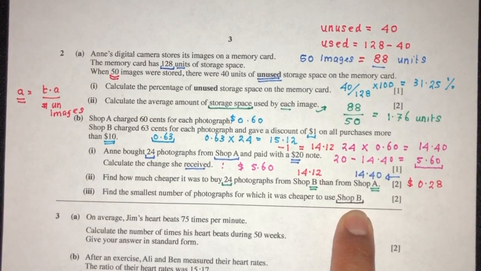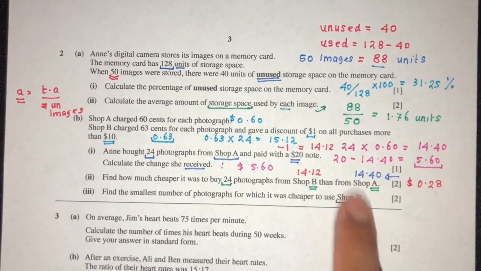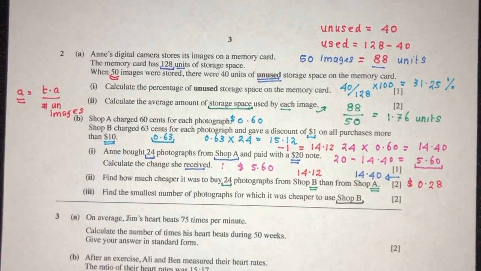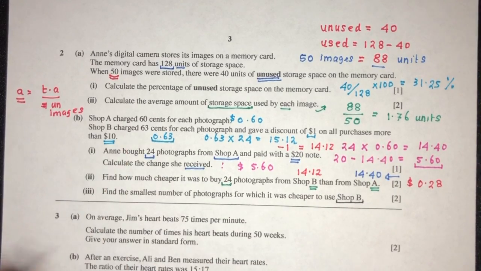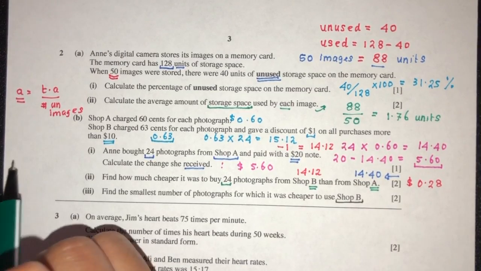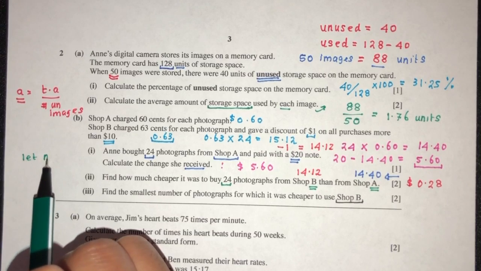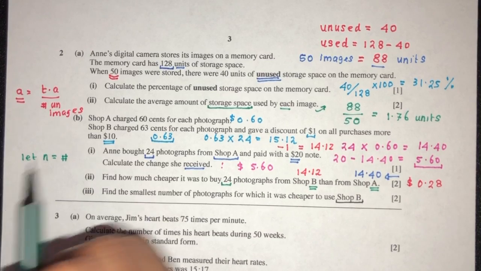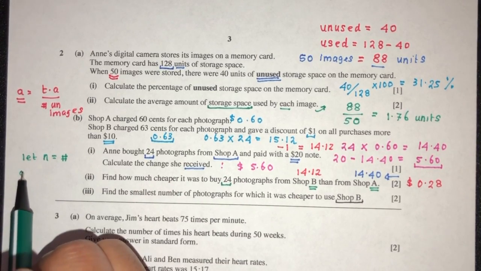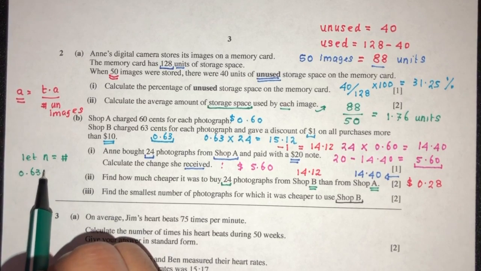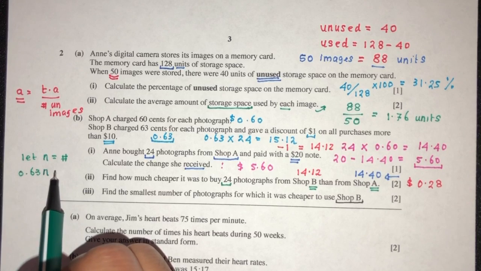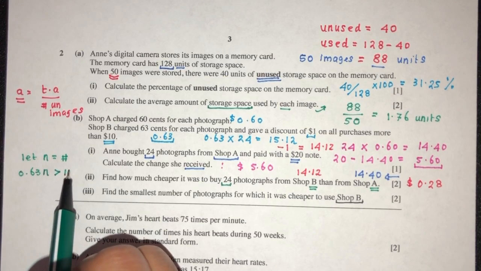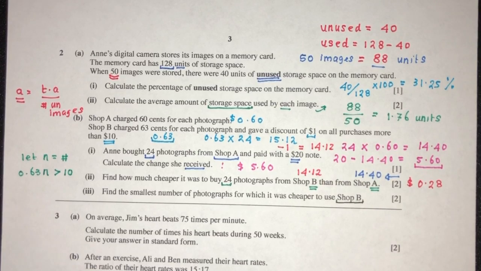So it is always going to be cheaper to buy from shop B when you benefit from the $1 discount that they give you. So at least when you spend more than $10. That's the main idea behind this. Now, what we can do is we can let N be the number of photographs. Now we understand that the cost structure for shop B will be 0.63 times the number of photographs. It needs to be more than $10. If that makes sense. Only then you will benefit from the $1 discount.